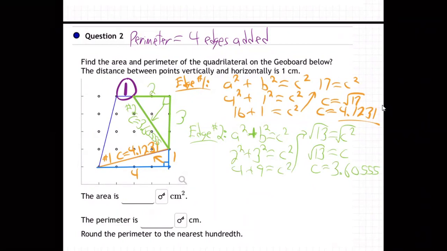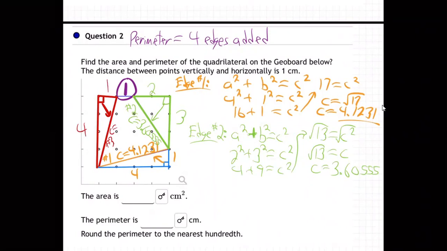Let's get this edge right here. Make a right triangle because it's a slanted edge. Let me back this up a little bit better. There we go. Okay, this is my right angle here, so this is the side across. This is going to be my edge number 3. C equals. This side, if you count, is 1, 2, 3, 4 by 1. So this is 4, this is 1.